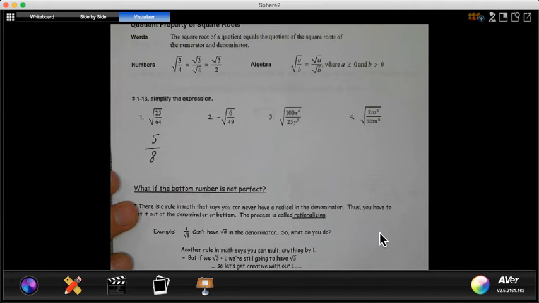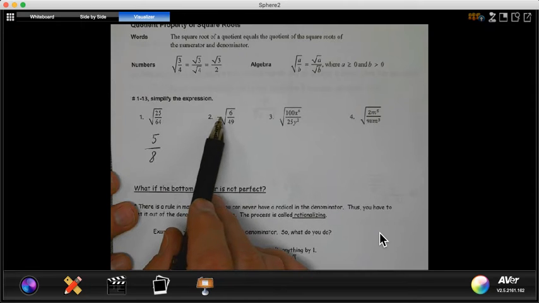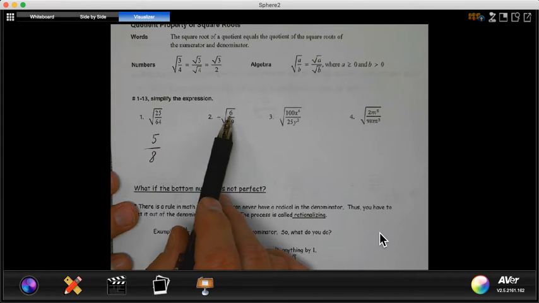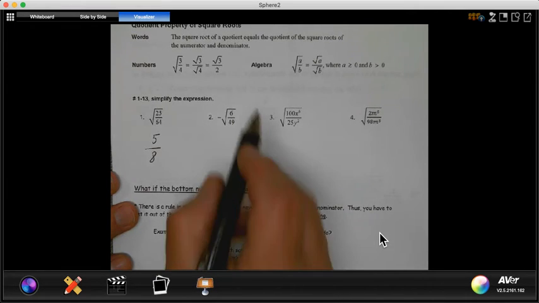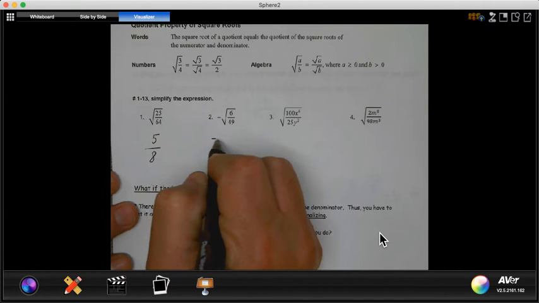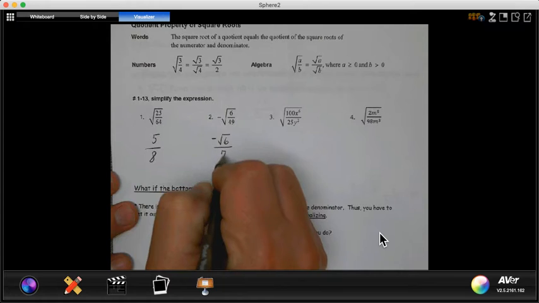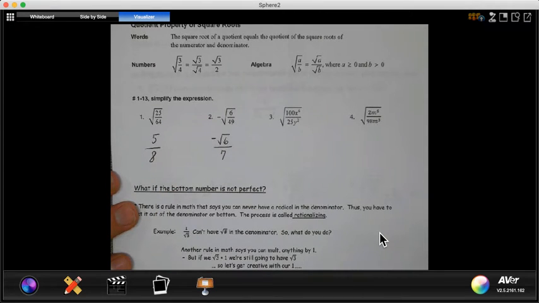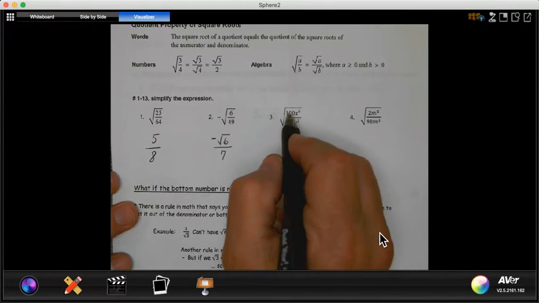Okay? So using our prior knowledge of 9-1, day 1, 6 is not a perfect square. So we're going to leave that. So we've got negative root 6 over square root of 49 is 7. Okay. Break apart your numerator and denominator and just treat them separate.